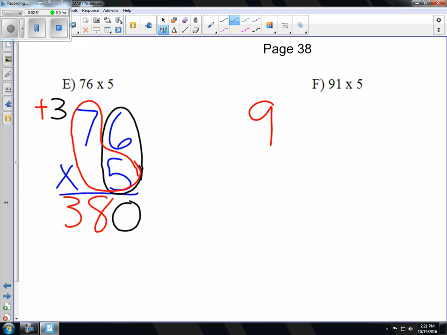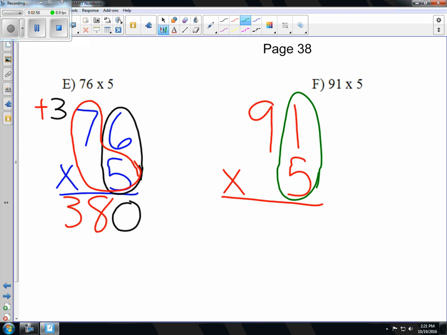We have 91 times 5. First we do 5 times 1, which is 5. Then we switch on over and we go 5 times 9, which is 45.